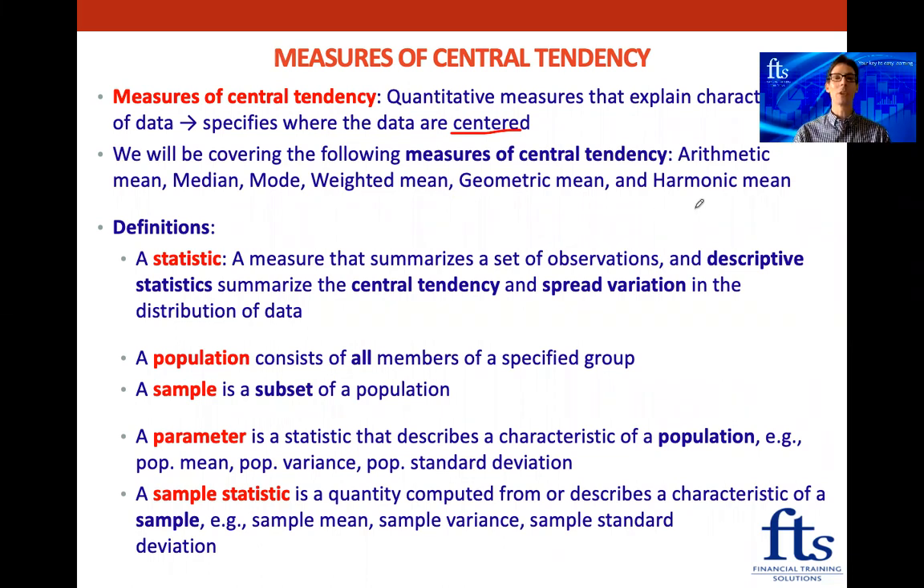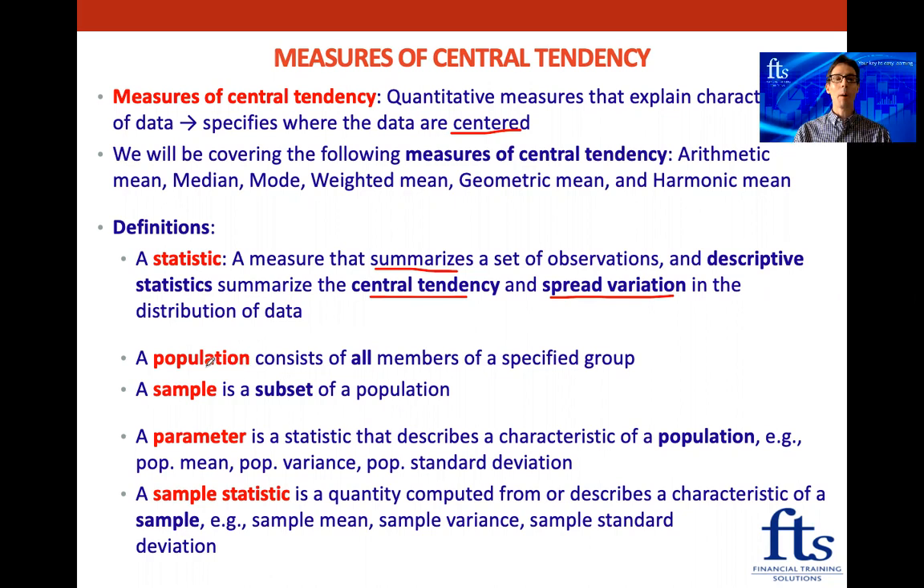But just before we start on these, we need to go through a couple of definitions. The first one is a statistic. This is just a measure that summarizes a set of observations. And descriptive statistics summarize the central tendency that we spoke about, and also the spread variation in our data. With spread variation, we're going to be doing a class on measures of dispersion. There we're going to look at how spread out the data is, how volatile the data is, and things like the variance and the standard deviation, which are going to measure the risk of the data.